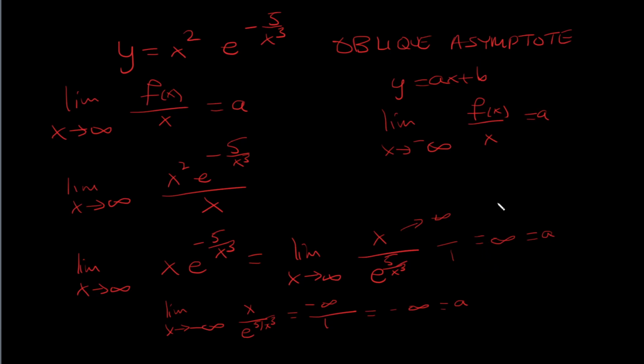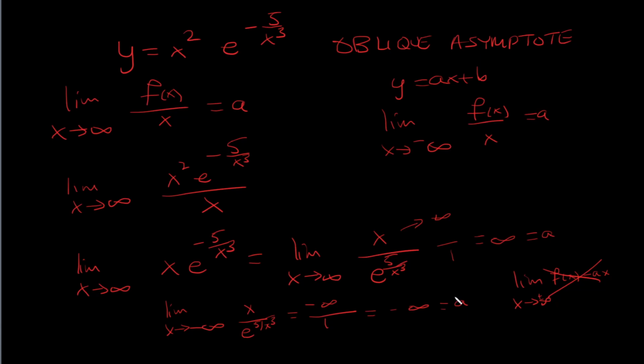Now, to solve for b, what we do is we take the limit as x approaches either positive or negative infinity, take our function and subtract it by ax. Well, we said a is infinity, so you're taking a function, subtracting by infinity. That doesn't work. So clearly it's not going to have an oblique asymptote.